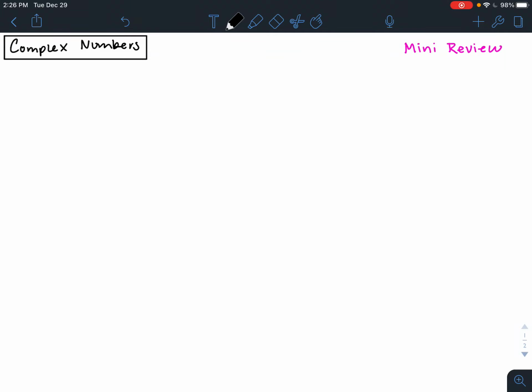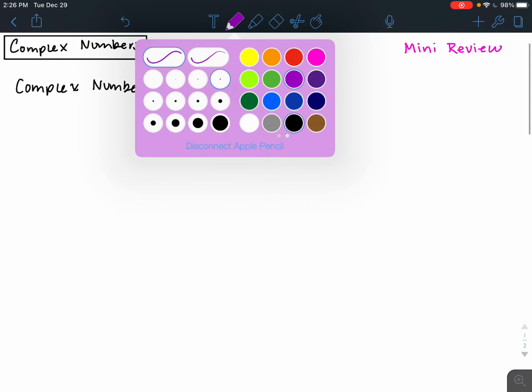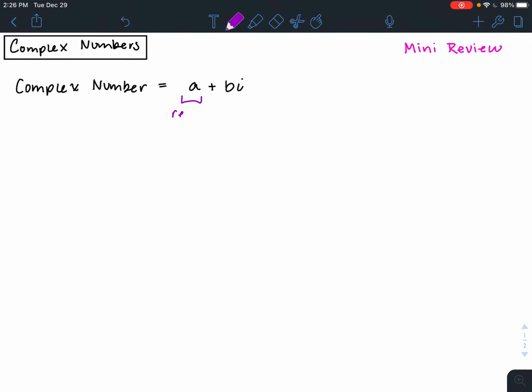So this video is going to look at a very mini review of all of the basic things that go along with complex numbers. So remember, a complex number is something that looks like this. It's a plus bi. That's a complex number basic form. So it's the real part, right? So it's a real number plus an imaginary number. So we have that letter i coming into play.